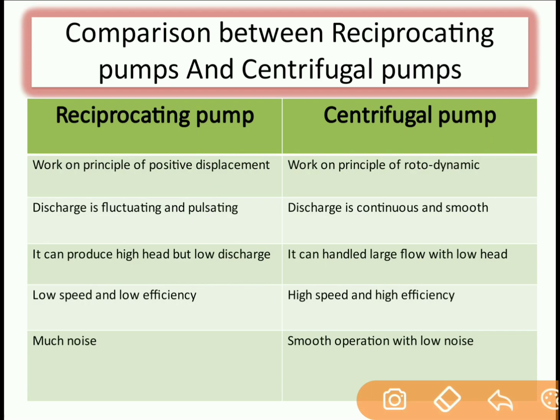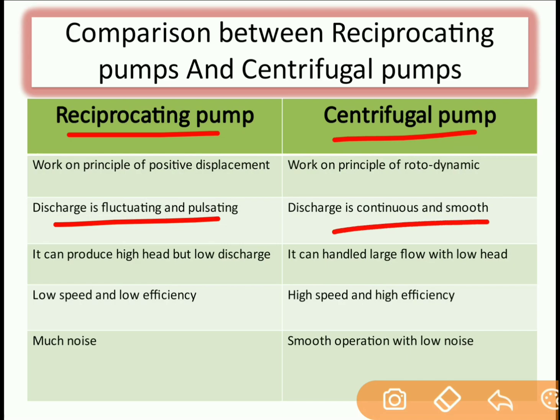Second point, in reciprocating pump, discharge is fluctuating and pulsating. Fluctuating and pulsating means the discharge is not continuous in reciprocating pump. For example, in a single acting reciprocating pump, the discharge is not continuous. Whereas in the centrifugal pump, discharge is continuous and smooth.